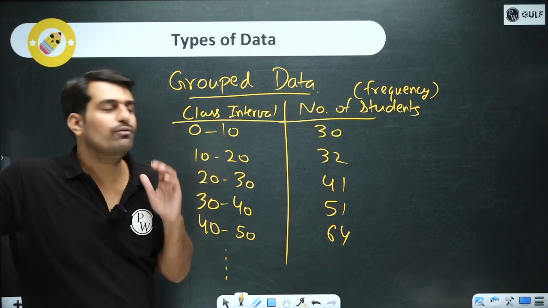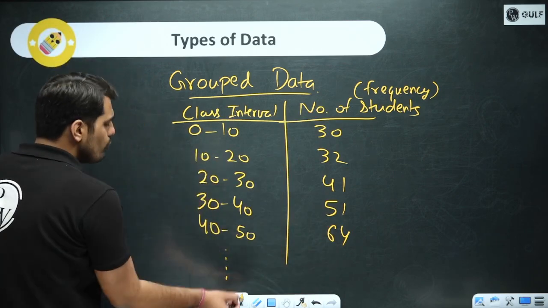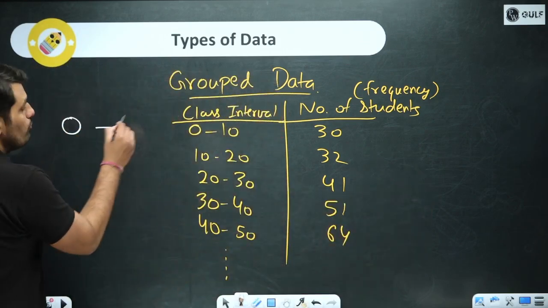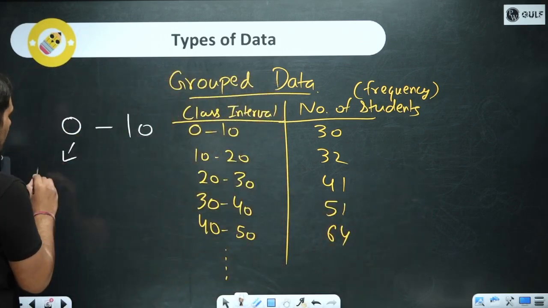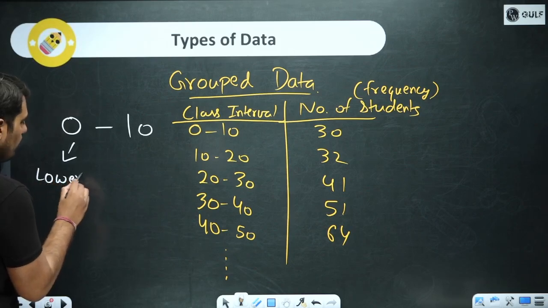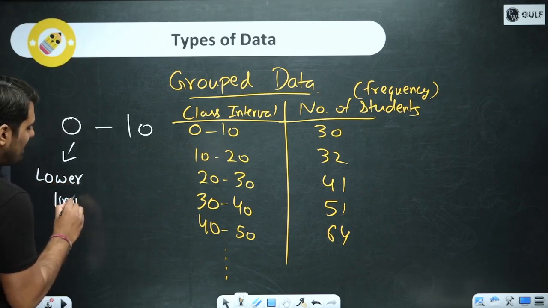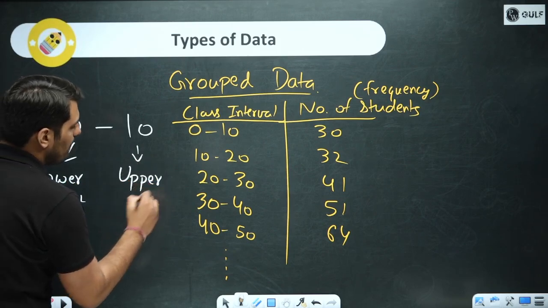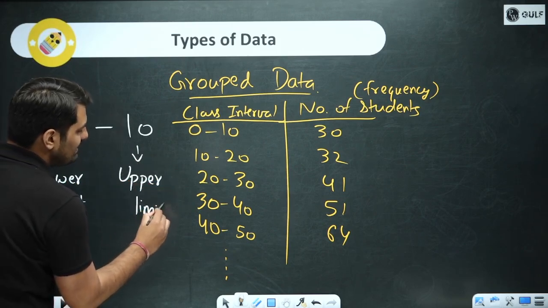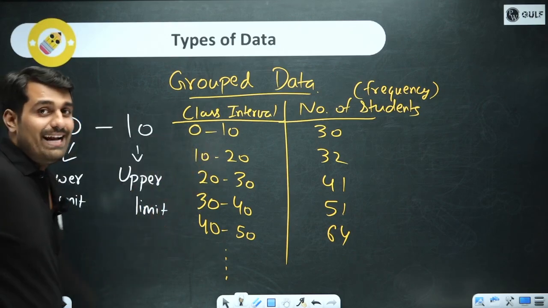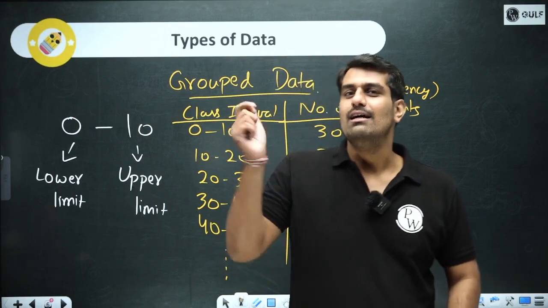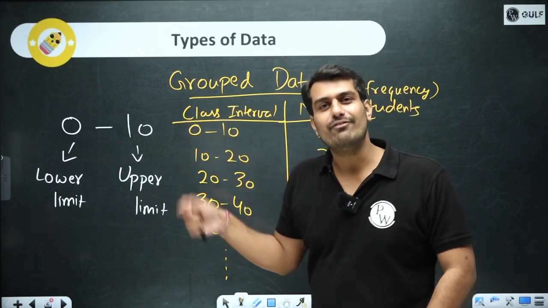Now one more thing over here, 0 to 10. In this case, 0 is my lower limit, and 10 is my upper limit. So I have started from 0. If you observe, the upper limit is there in the next group as well, 10 to 20. So basically, where should I consider 10? Should I consider it in the first class interval, or in the second one?